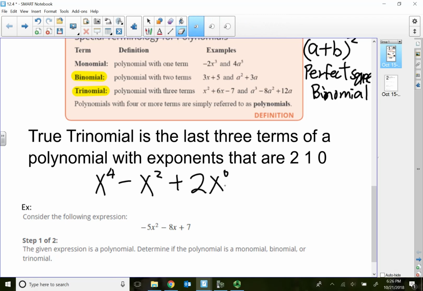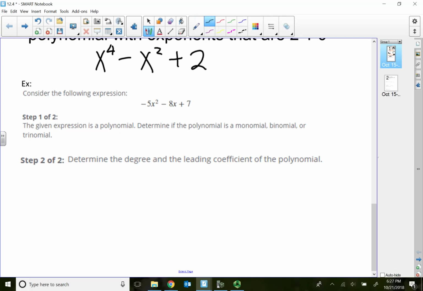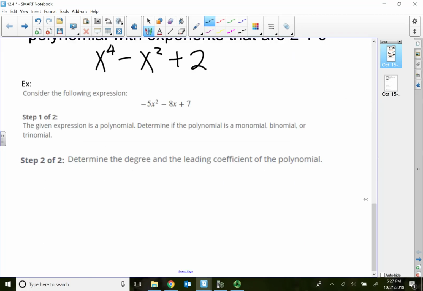So normally we call them trinomial in form. That's what the word trinomial really means. A lot of times I will purposely say the wording true trinomial. Every time I say true trinomial, that means the last three terms of a polynomial where the exponents say 2, 1, 0 power. Alrighty, let's try these problems real quick. And don't worry, we will go back to those wordings again as we move along in Module 12.